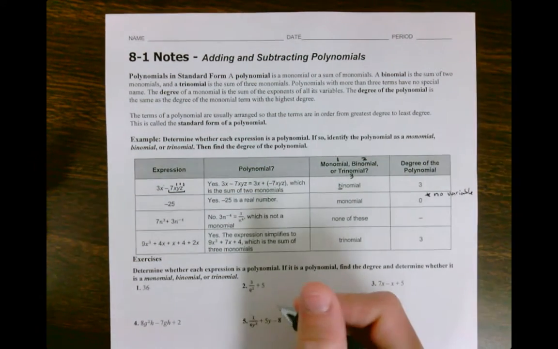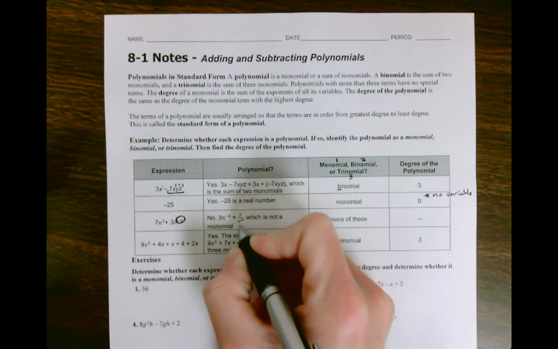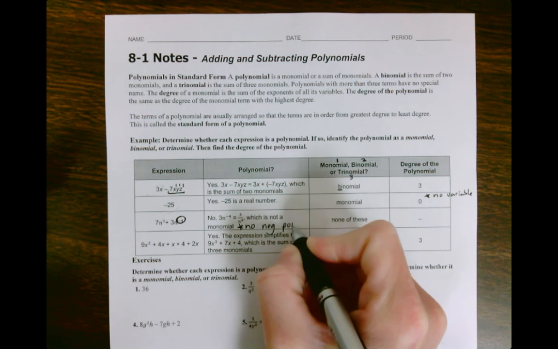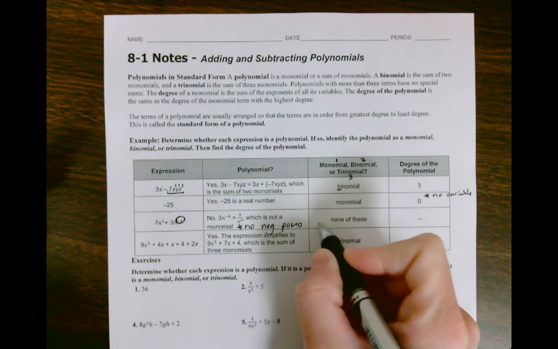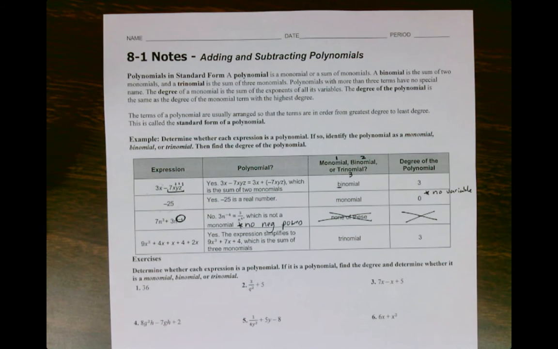This next one is not a polynomial, mainly because of this term. You cannot have negative powers or exponents. So once you say no, it's not a polynomial, you can't specify any further, and it can't have a degree. Once you say no to polynomial, you're pretty much done.